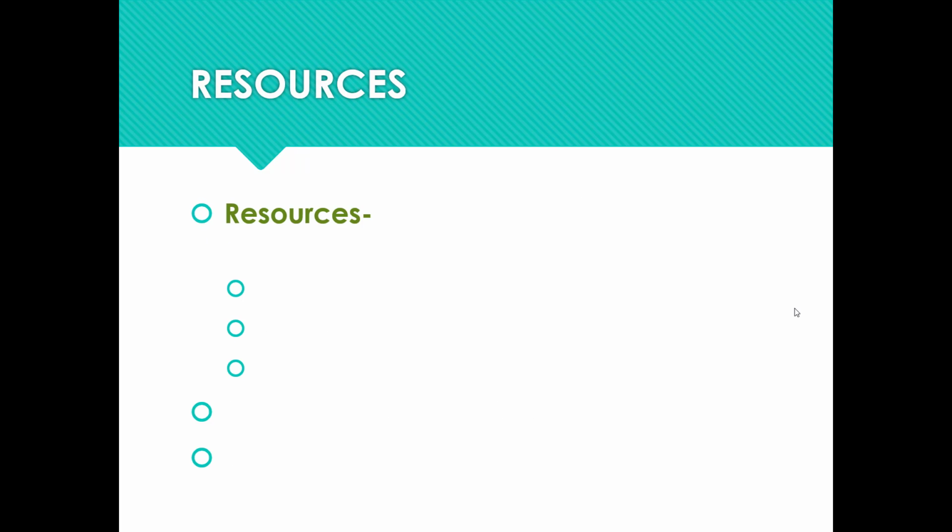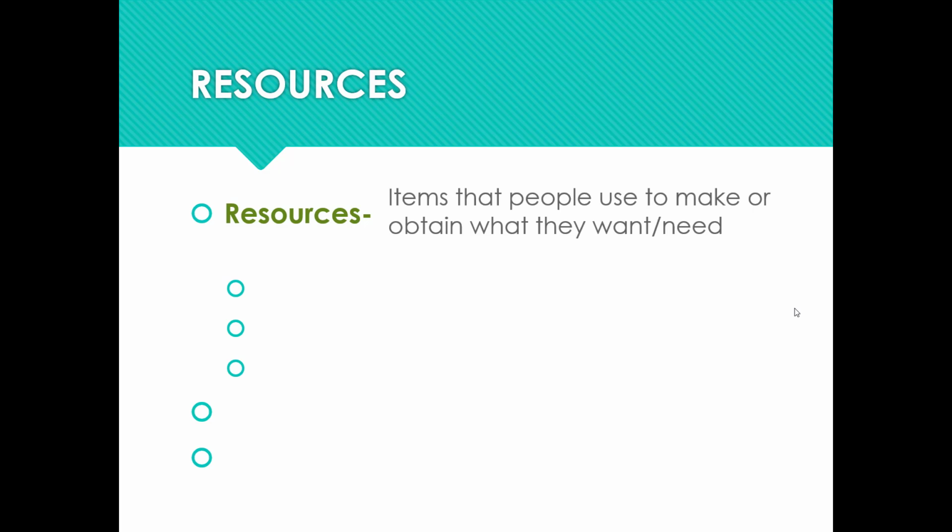Now, when we are creating goods or services, we have to use what are called resources. These are the items that people use to make or obtain what they want or need. And what they want or need, remember, is that good or service. There are three main resources, and in section 2, we're going to break these down even further. But the three main resources that are used to make or get what you want or need are money, right?